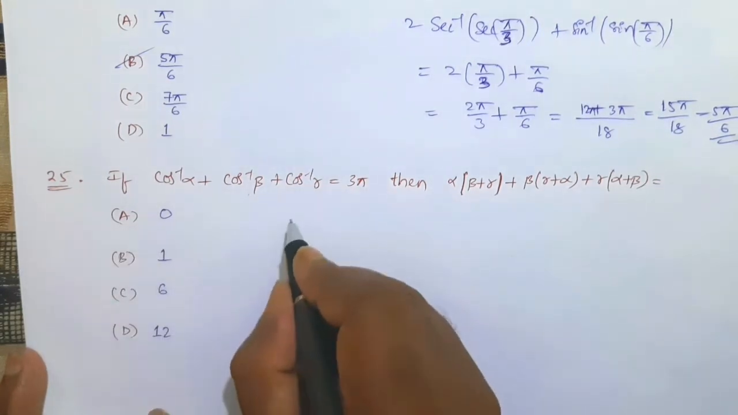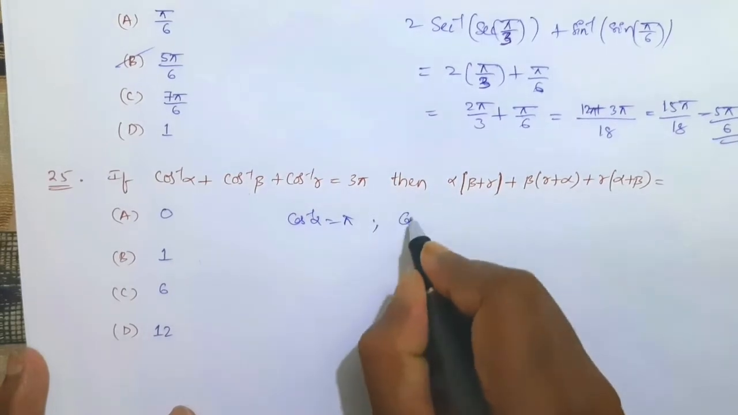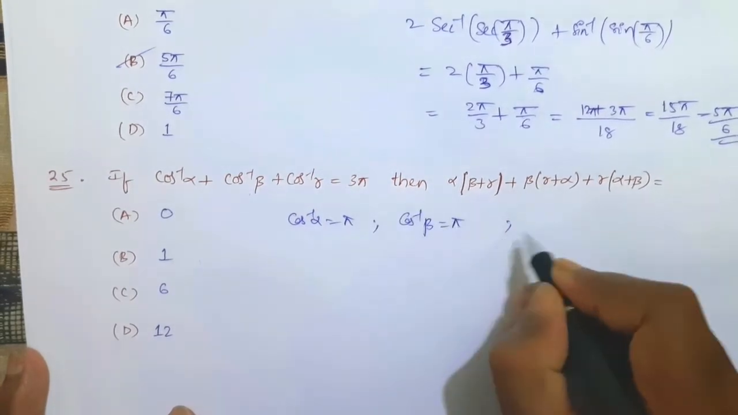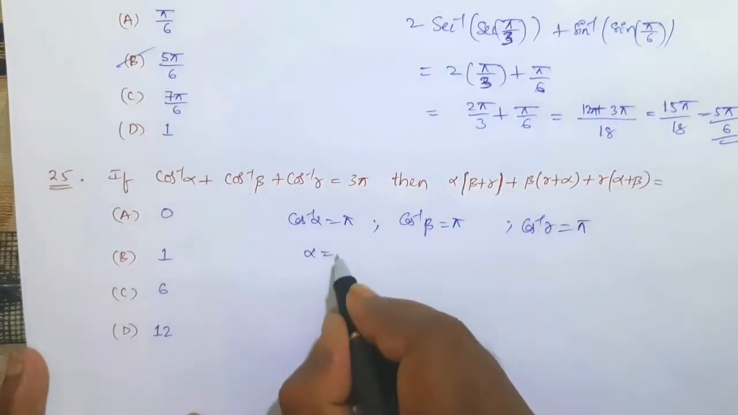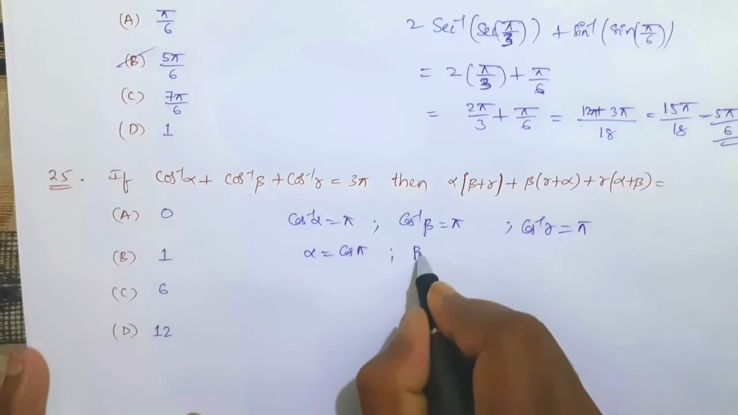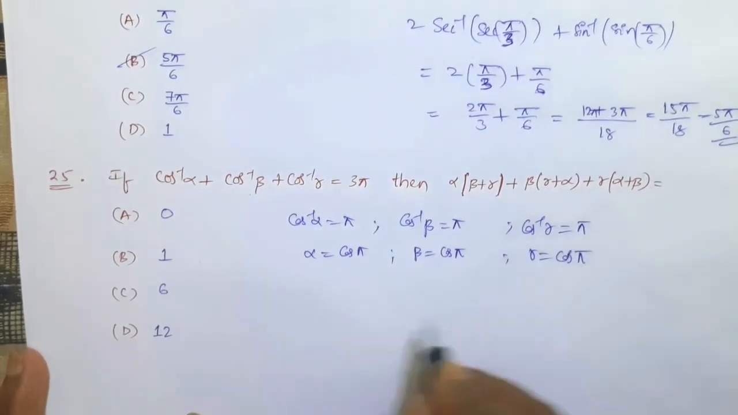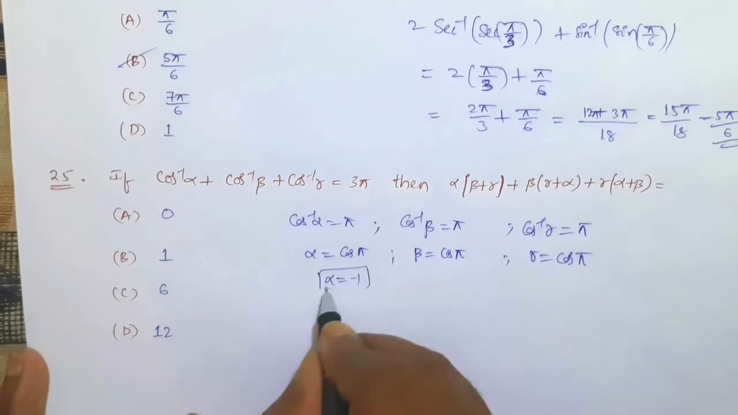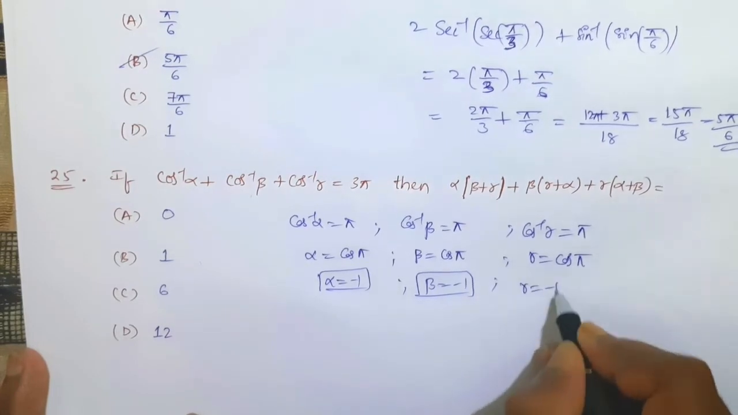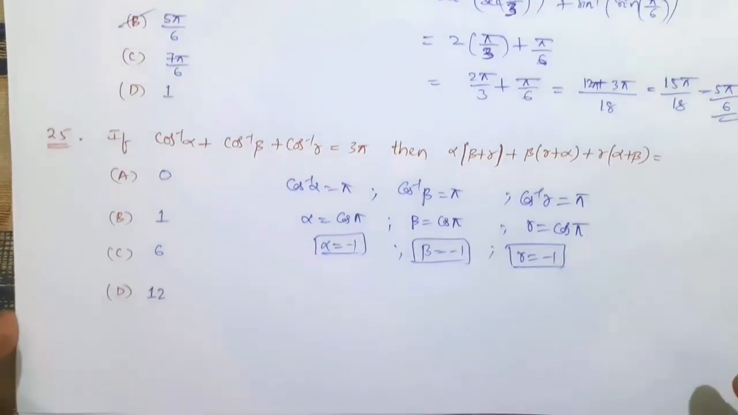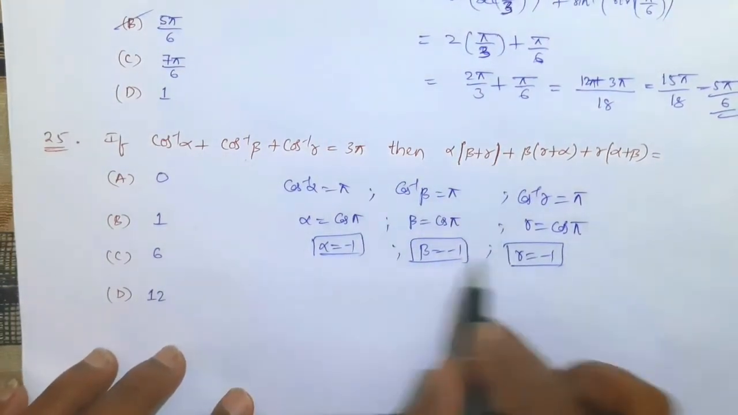Like this, if they are given, we need to consider cos inverse alpha is equal to pi, similarly cos inverse beta is equal to pi, similarly cos inverse gamma is equal to pi. Already we know alpha is equal to cos pi, beta is equal to cos pi, and gamma is equal to cos pi. Those values we have simplified: alpha equal to minus 1, beta equal to minus 1, and gamma is also equal to minus 1. Now those values we need to substitute. Alpha, beta, gamma, all the values are minus 1 only.